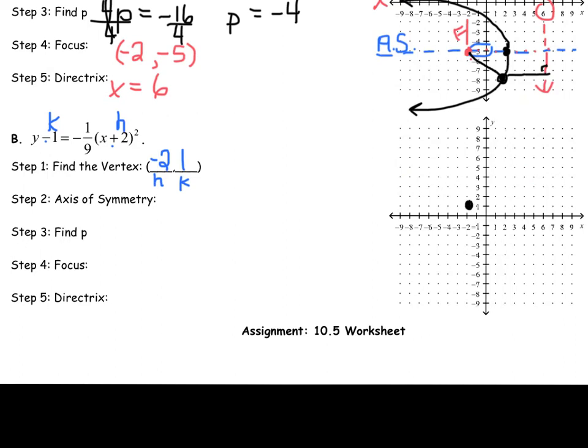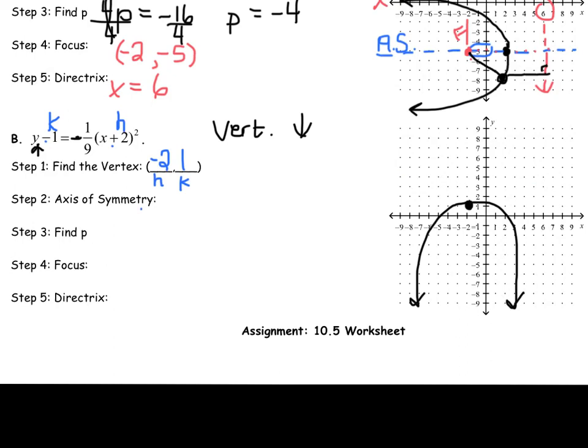All right. Let's figure out which direction this opens. It starts with a y, so that means it's going to be vertical. And this number is negative, so it's going to open down. So I know the parabola is going to look something like that.